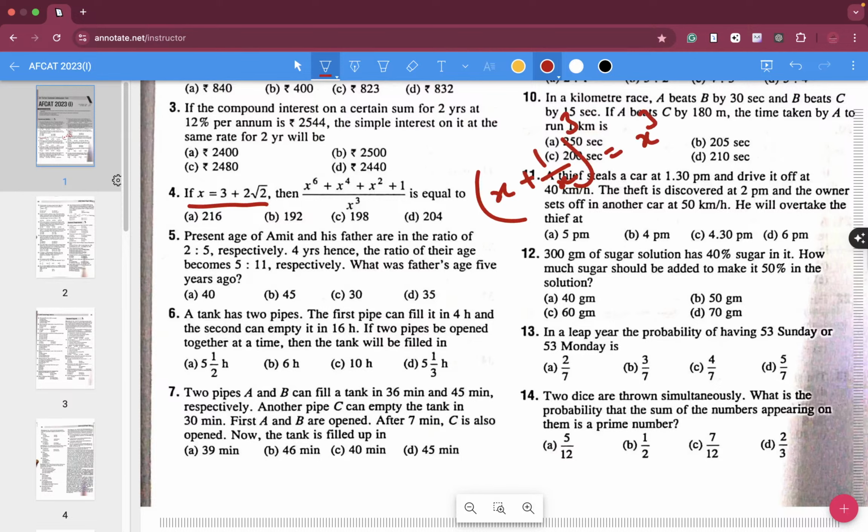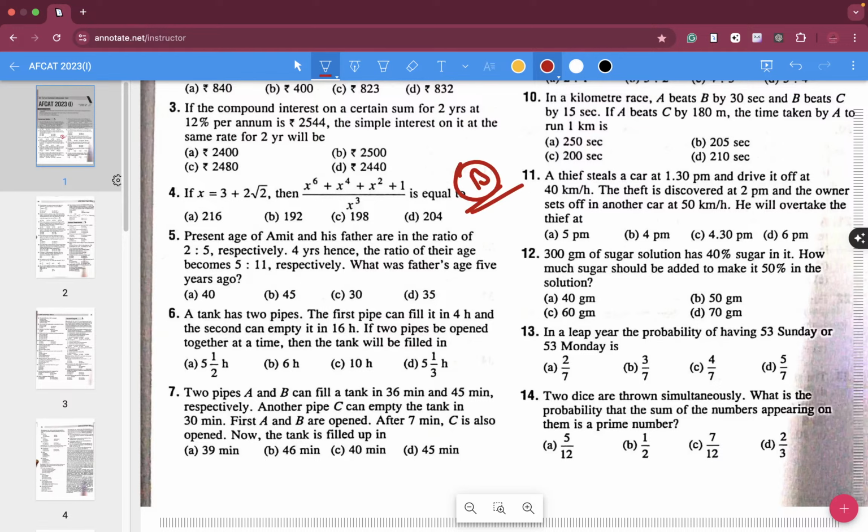Okay, from where we found out a cube plus b cube plus 3ab into a plus b, right? This way it was easy for us to find out the value of x cube plus 1 by x cube, folks, right? Absolutely a B type of question for your examination hall, right? I know everyone knows how to solve this question, but the thing is, you have to solve the question in the shortest possible time, right?